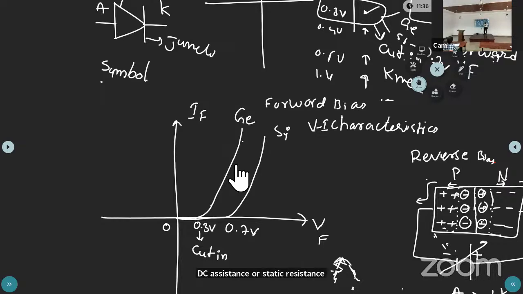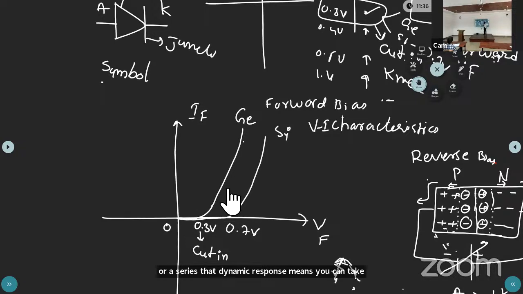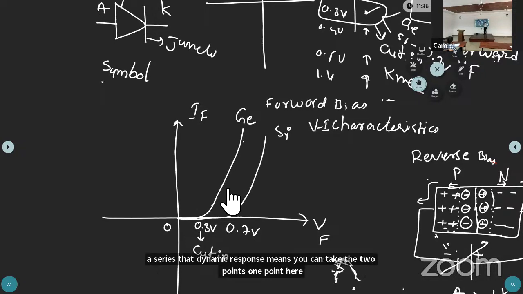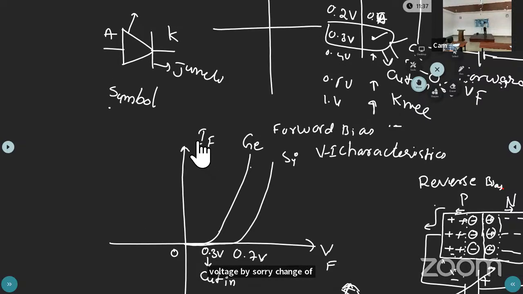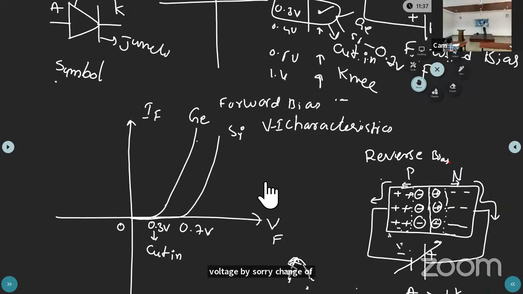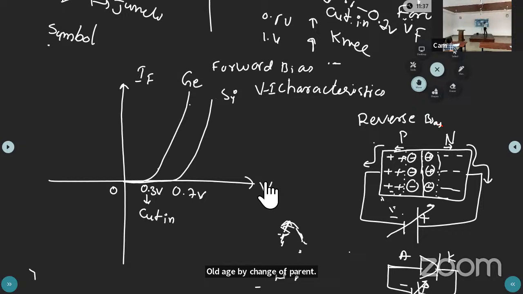Another resistance is the dynamic resistance, or AC resistance. For dynamic resistance you take two points, one point here, another point here. Now you take the change of voltage by the change of current. Change of voltage by change of current. Now you can see the definition.